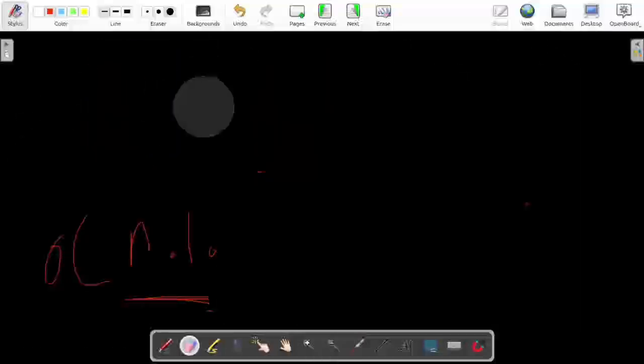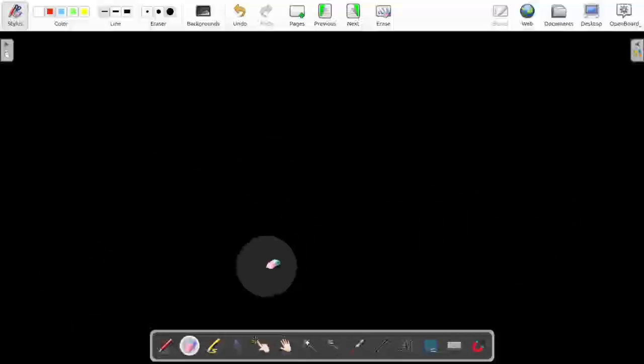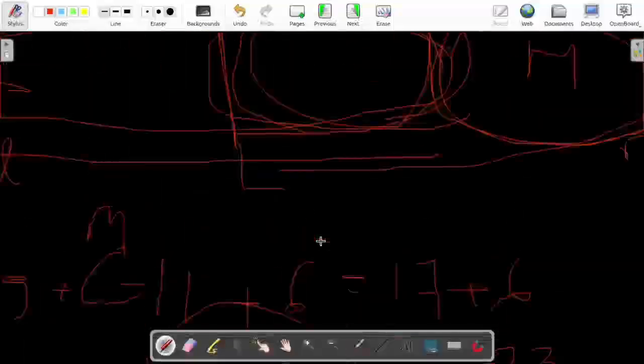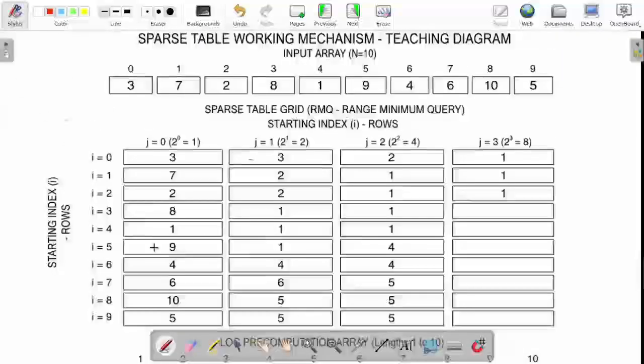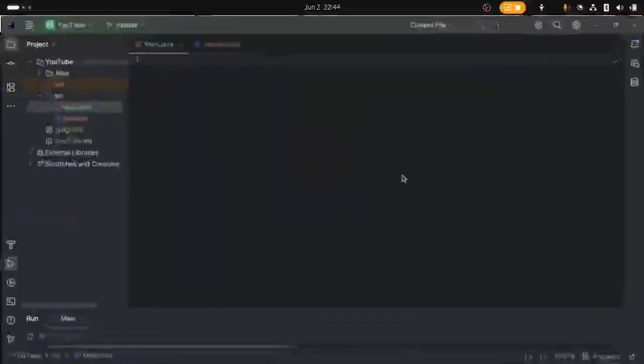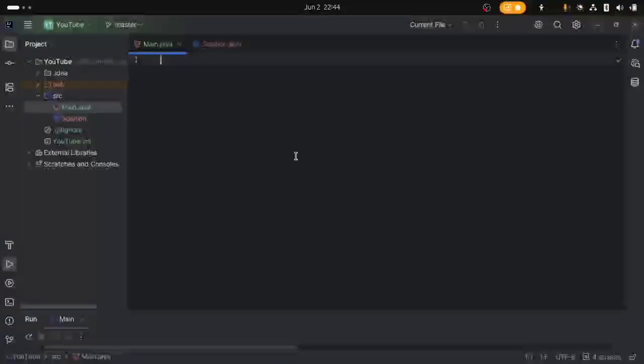Now let's move to the code part. I will be coding the sparse table in Java, but for C++ users, I will be providing the C++ template in the description. You can find my GitHub link. Java code will also be available over there. Okay, now let's implement this. Let's implement the sparse table. I will be implementing in Java.